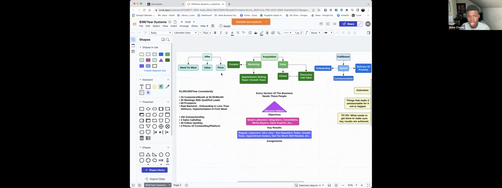Up here, you're probably wondering what offer, acquisition, and fulfillment is. This is basically what's needed in everything. The offer: needs versus wants. What type of value are they getting in your offer? What is the price of your offer?